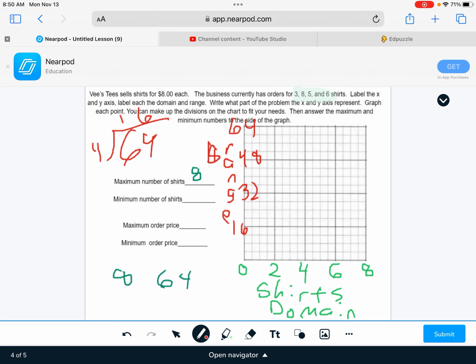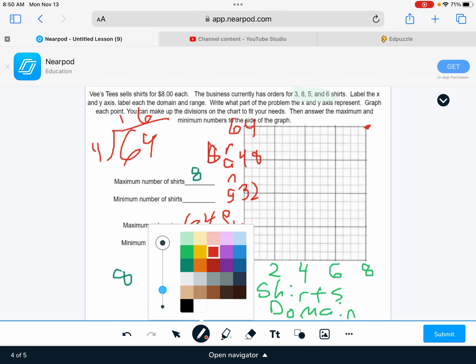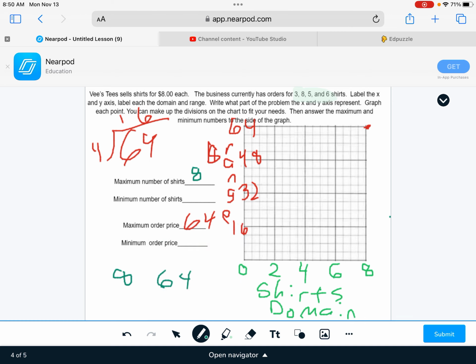Oh, by the way, we just calculated what the maximum order was, which was $64. And I can plot 8, 64 by putting a dot up there. The minimum number of shirts. What is the smallest number of shirts that are ordered? In that case, it is the 3, not the 0, because I do have an order for 3 up here, okay? For 3 shirts, my money is going to be $24.